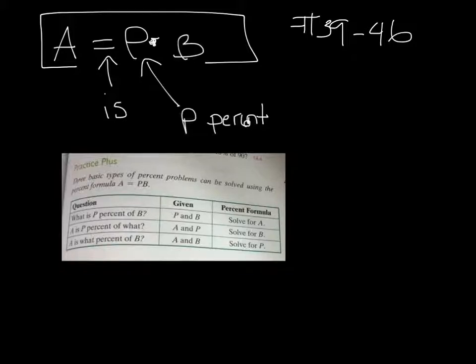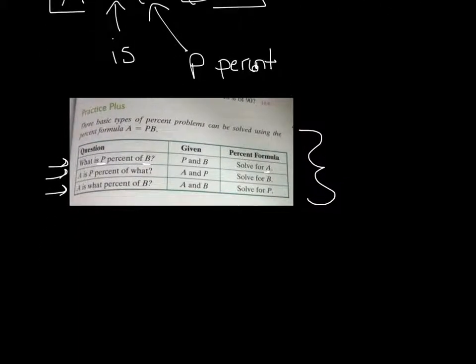And in your book, they ask you to use this table, which is fine. You're given here P and B, and then solve for A. A is P% of what? I mean, they give you these three possible questions. But instead of kind of memorizing it, I think the easiest way is just to translate it into an equation, since we've solved equations before.